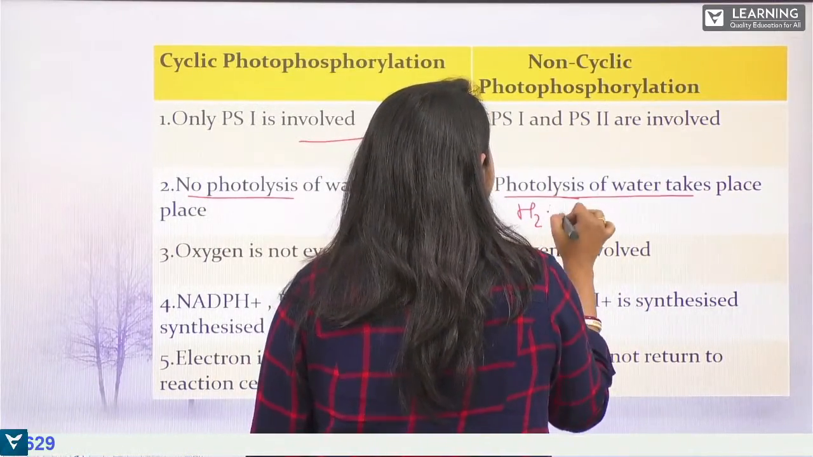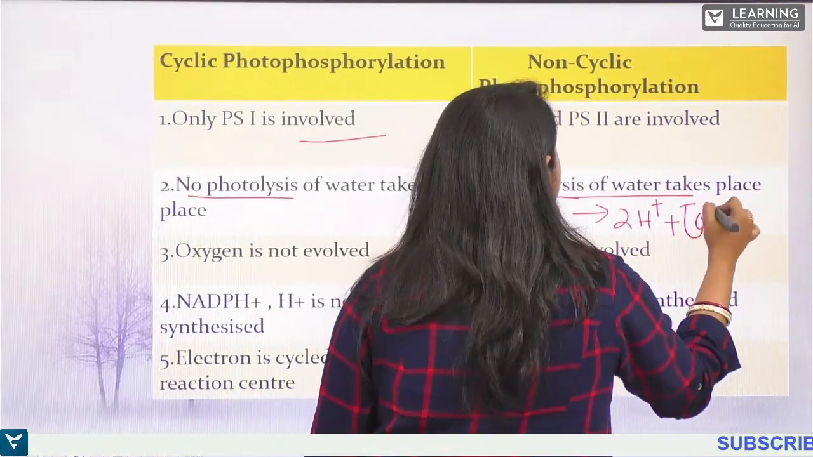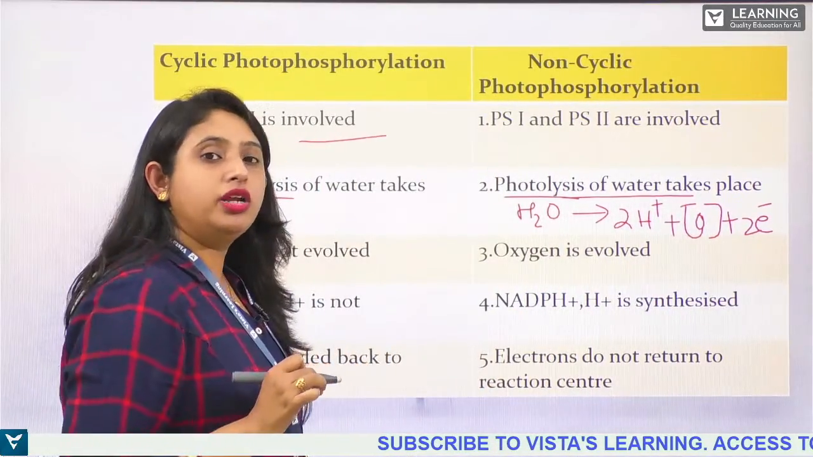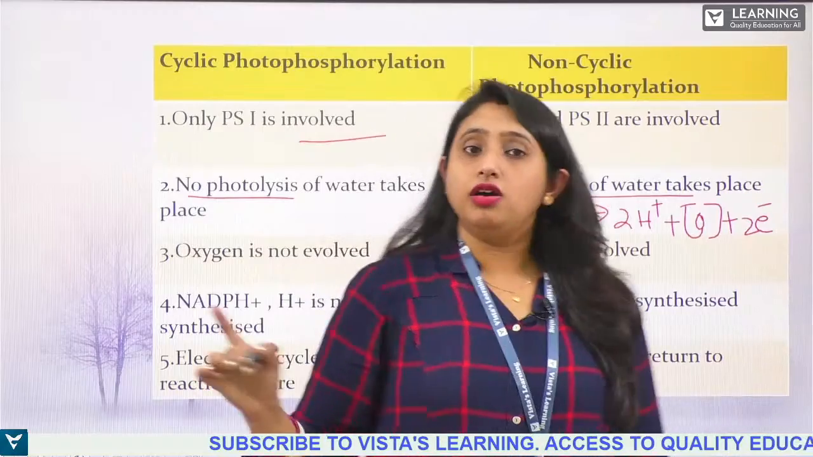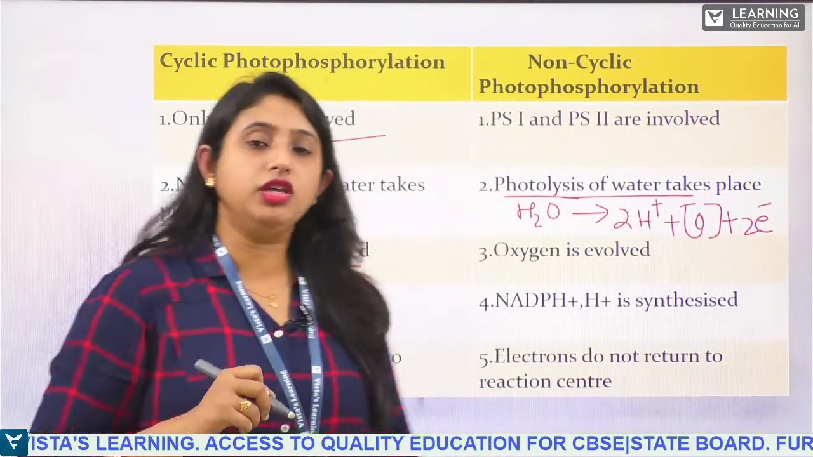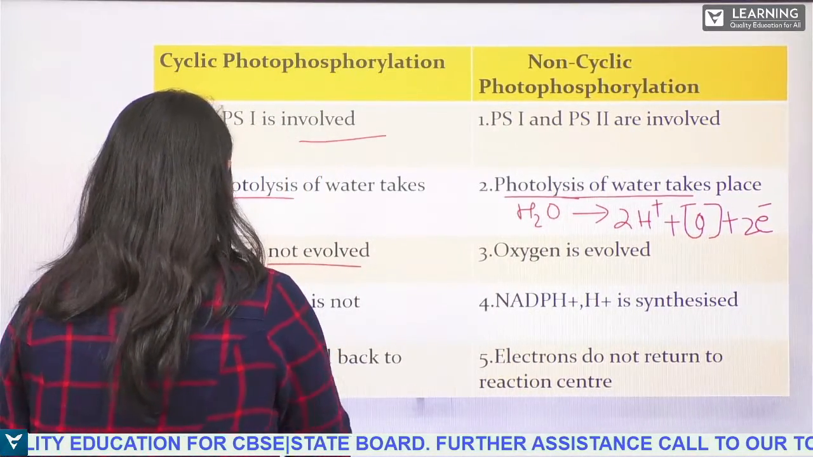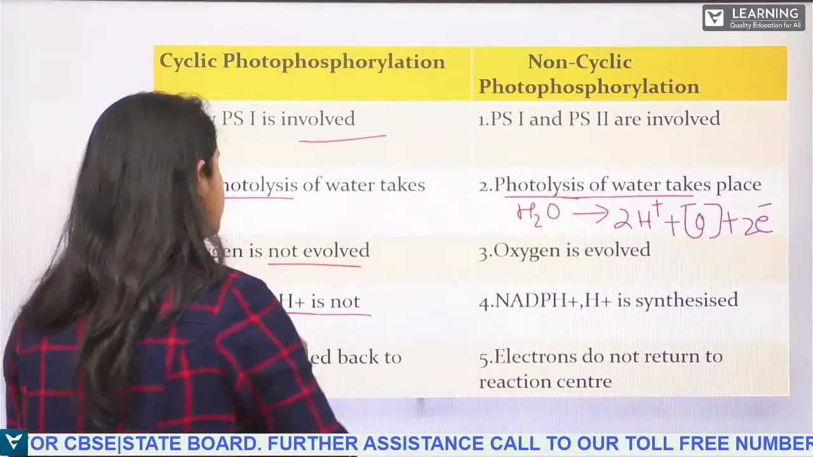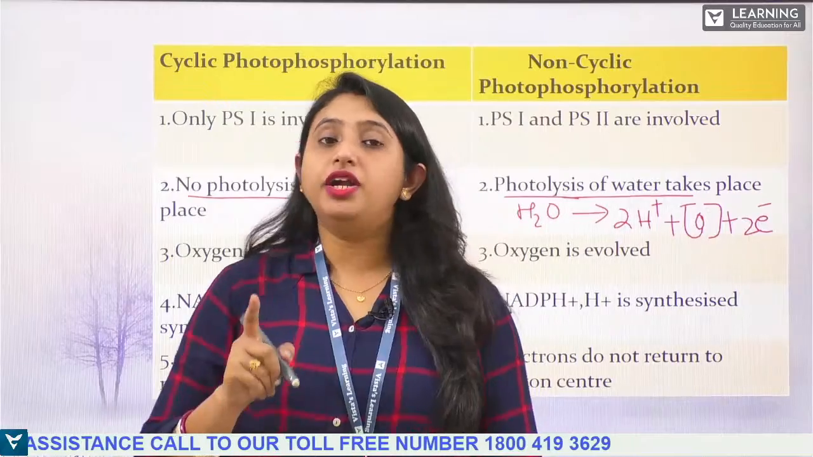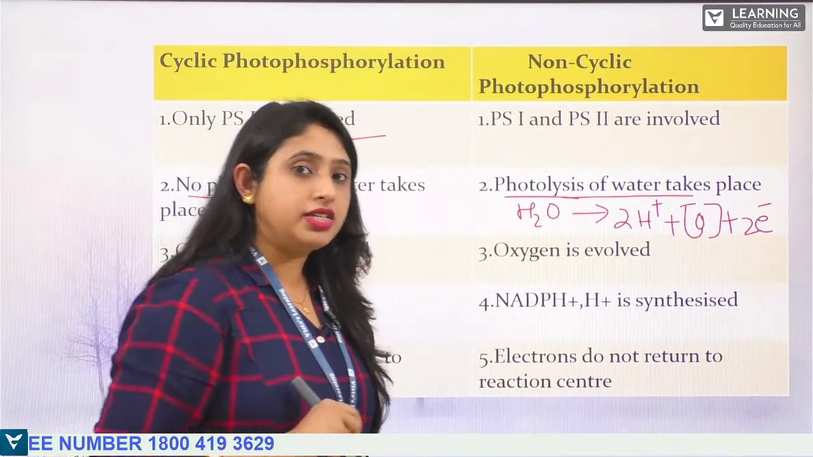That is, water is being split into two hydrogen plus oxygen and 2 electrons, right? That is splitting of water taking place. Then you have seen that oxygen is not evolved in cyclic, whereas oxygen is evolved in the non-cyclic photophosphorylation. Then NADPH plus H plus is not synthesized in cyclic; only ATP is synthesized in photosystem 1. But in photosystem 2, NADPH and H plus are synthesized, right?